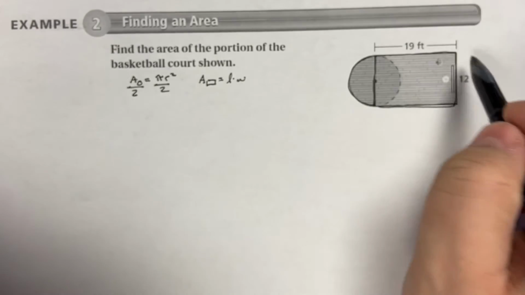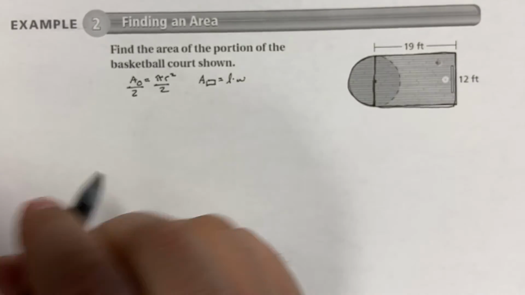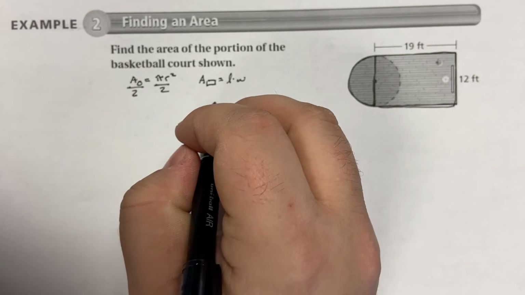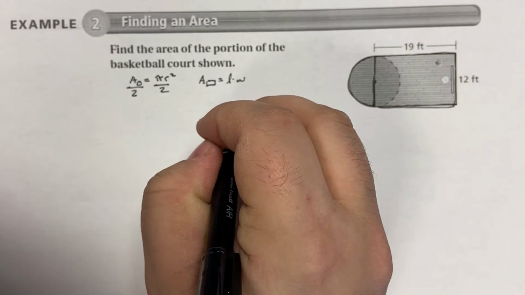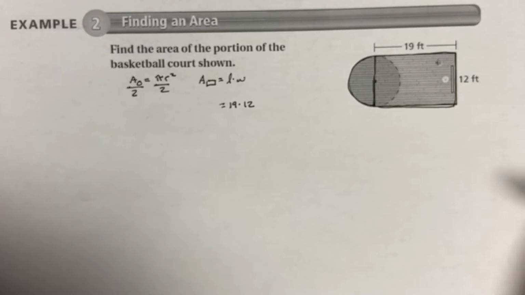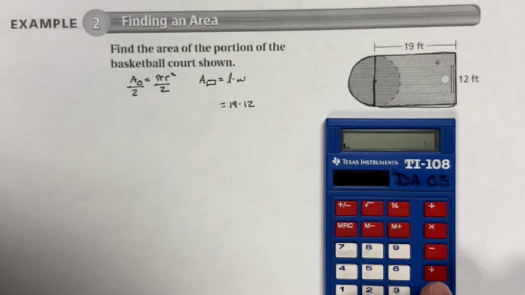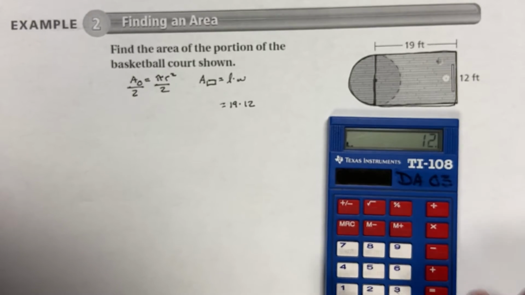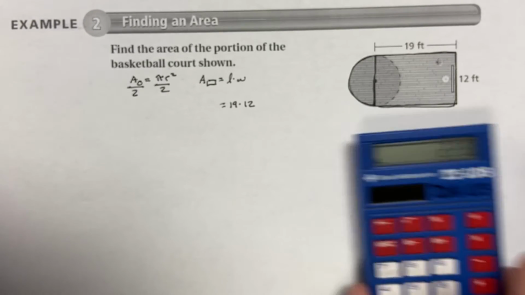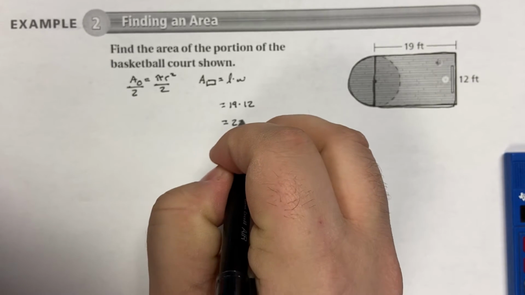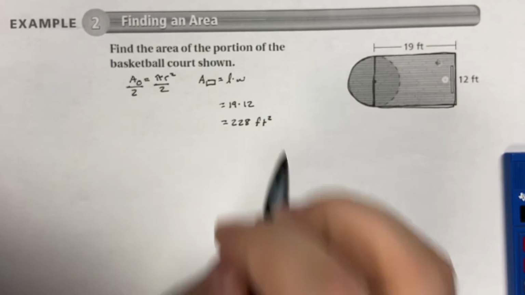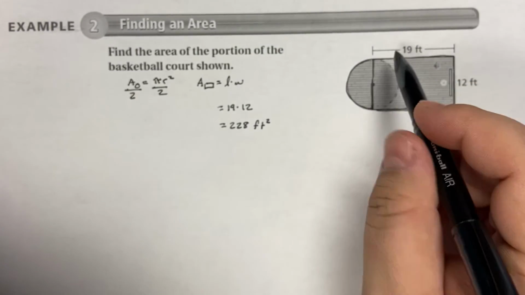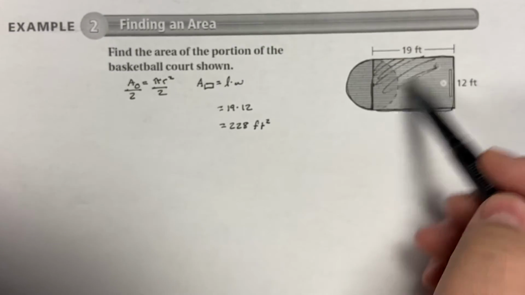Well, the length times width is pretty straightforward. We have 19 and 12. So the area of our rectangle is going to equal 19 times 12. I'm going to grab my calculator because I don't have my 19s memorized. It should be 190 plus 38, so 228. Let's check. 19 times 12 equals 228. So 228 feet squared.